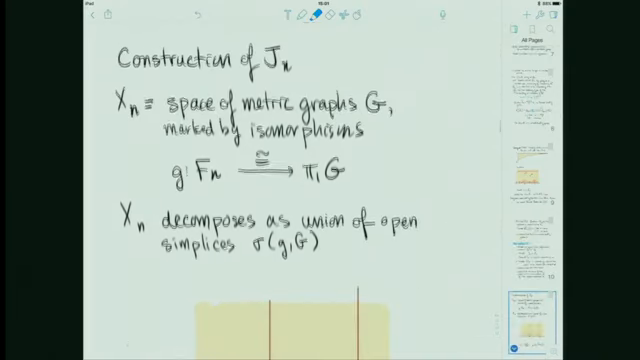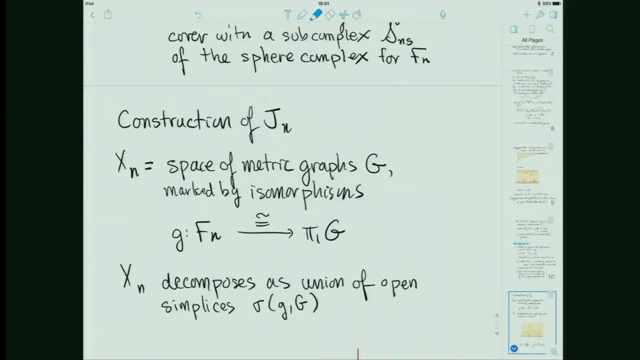Right. So let me just tell you how you make this space. The description's kind of pretty. So first of all, the outer space is a space of metric graphs marked by isomorphisms. My metric graphs are all finite. They've got no separating edges, no bivalent vertices, and the sum of the edge lengths is 1.